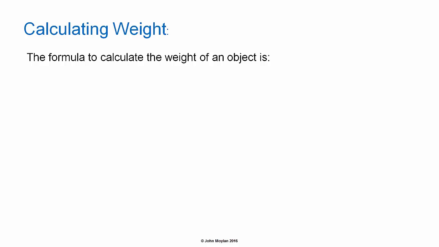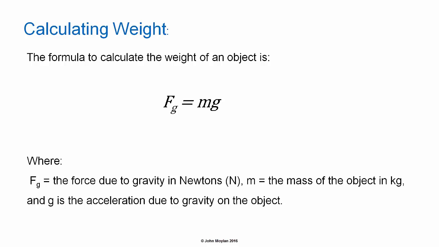Calculating weight. The formula to calculate the weight of an object is F subscript g, force due to gravity, equals mg, where F subscript g is the force due to gravity on the object in newtons, m is the mass of the object in kilograms, and g is the acceleration due to gravity to which the object is subjected.